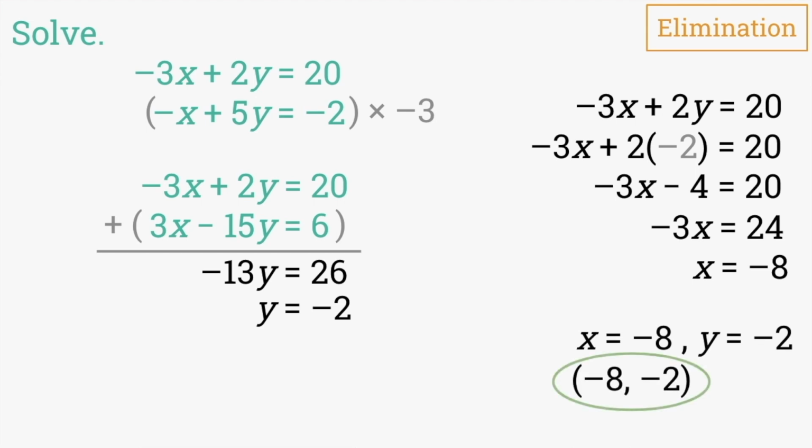Well done! When you're solving a system of equations, remember that you can pick whatever strategy seems easiest: graphing, substitution, or elimination. Now go try some out on your own.